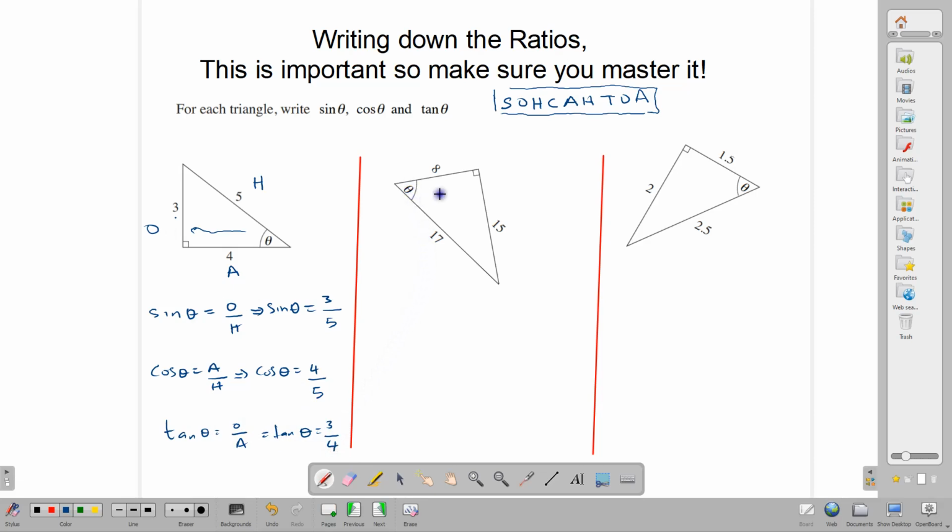In this triangle, here's our angle here, which means that this side over here is the opposite.